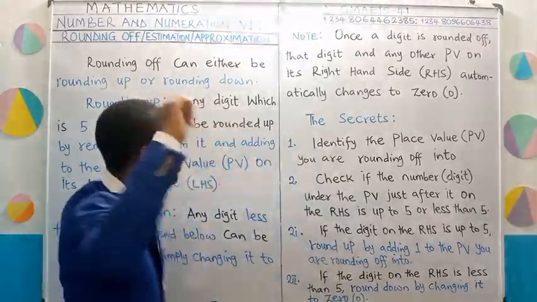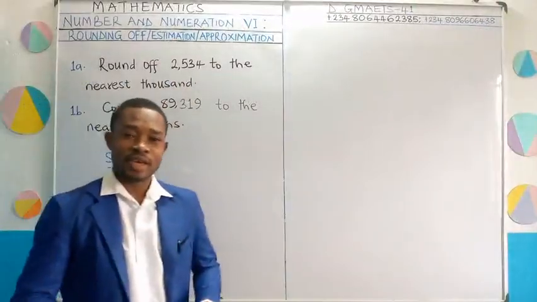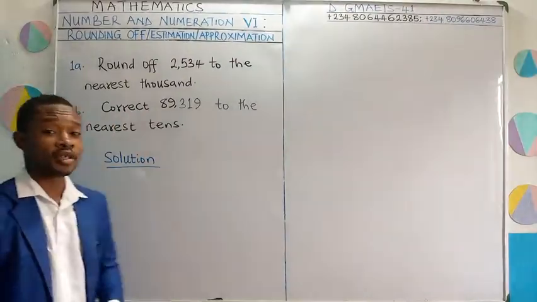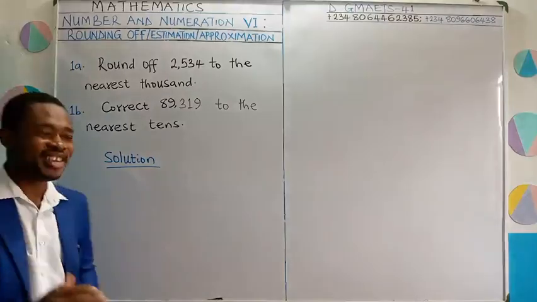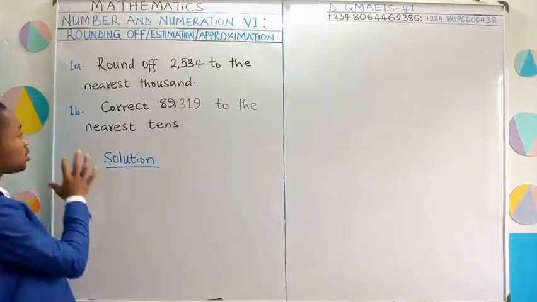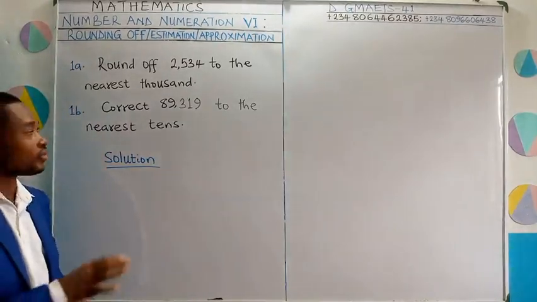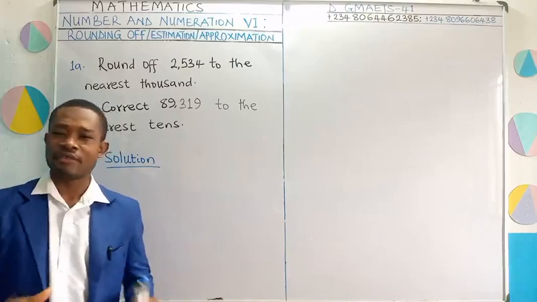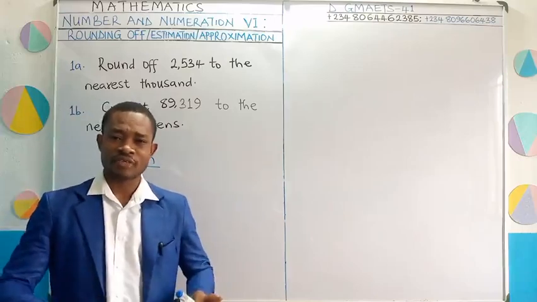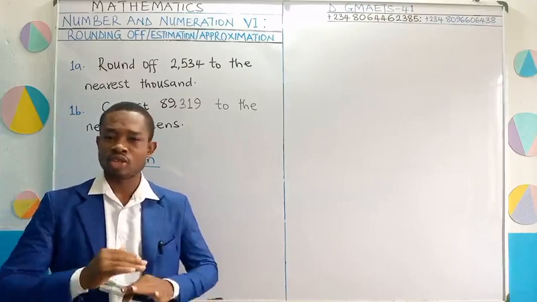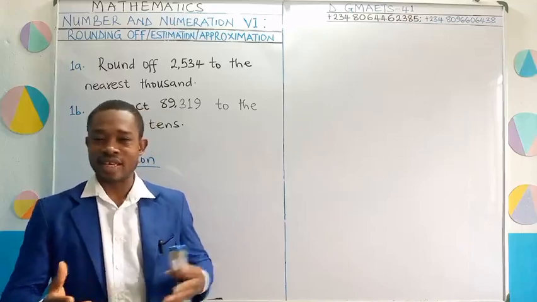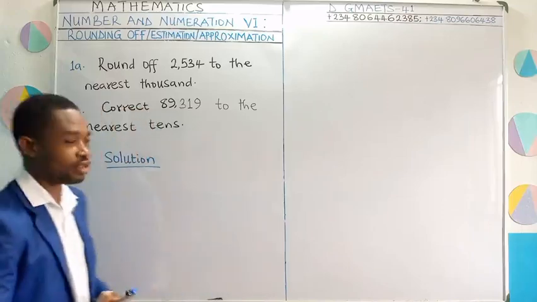We're going to move on into our very first question, number 1. Here we have 1A and 1B. In question number 1A, we are to round off 2,534 to the nearest thousand. Then question number 1B, correct 89,319 to the nearest tens. So it's going to be fast in solving this question, alright? There's nothing difficult in this. Already, I've taught you a lot of things you need to know when you're dealing with anything that has to do with place value.